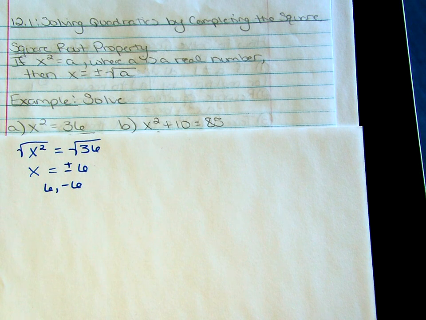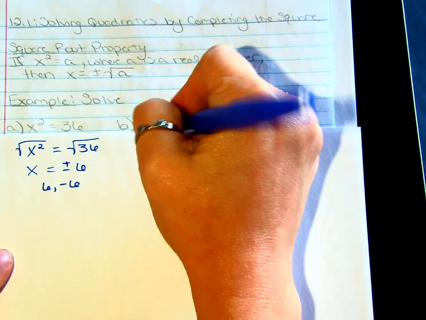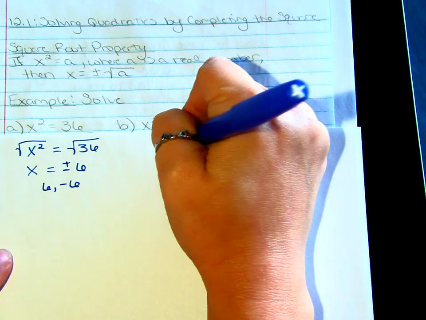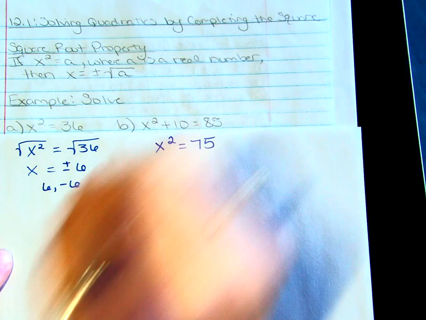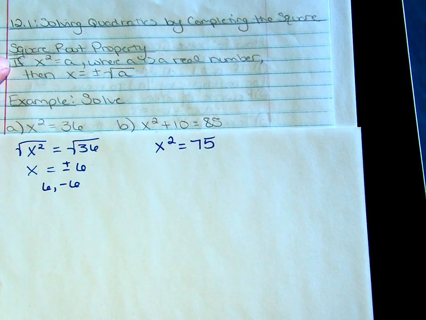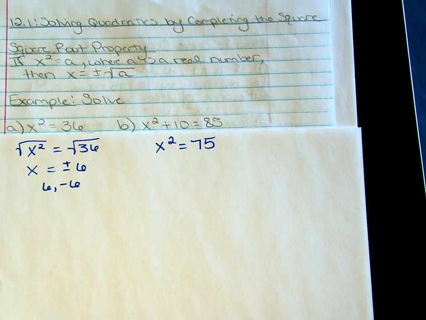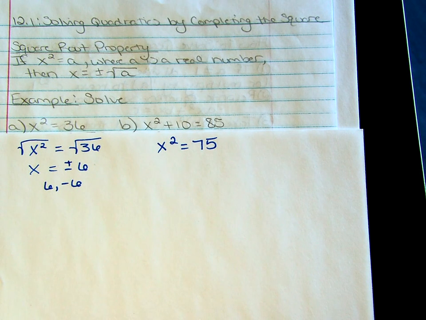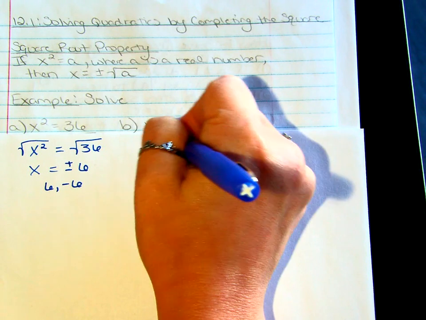So for the next one, I'm not going to start by square rooting first. I want to get the variable that's squared by itself. So the first thing I'm going to do is subtract that 10 over, so that I have x squared equals 75. Because my square root property only works when I have something squared equal to something else. Now that I have my x squared term completely isolated, now I can do the square root.